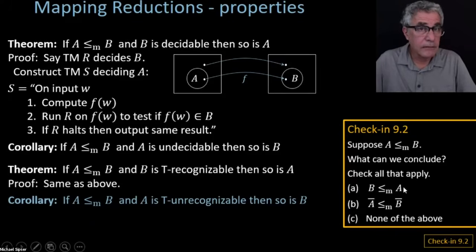Does that mean that we can flip it around? If A is mapping reducible to B, does that mean that B is mapping reducible to A? What about this one? If A is mapping reducible to B, is the complement of A mapping reducible to the complement of B? Or maybe neither. So you can check all that apply. Multiple choice.